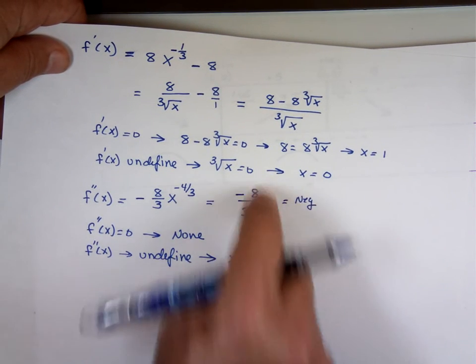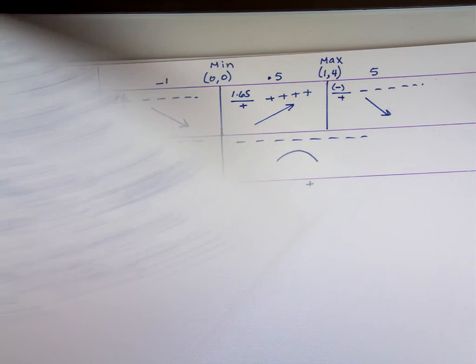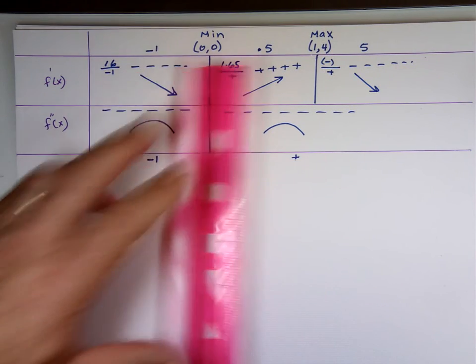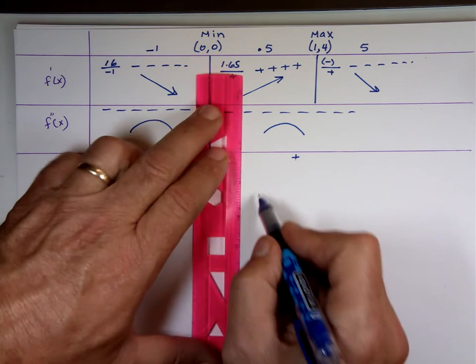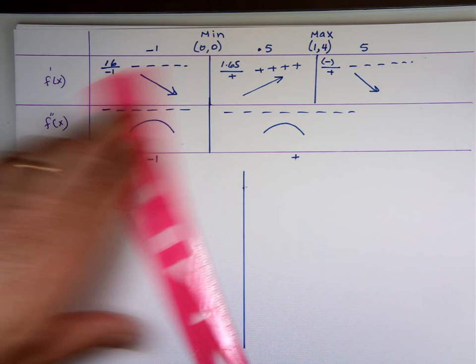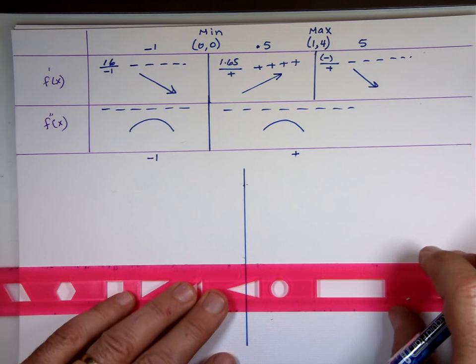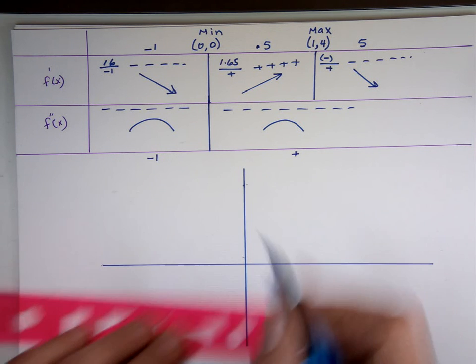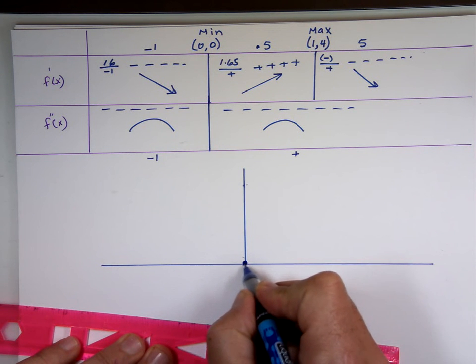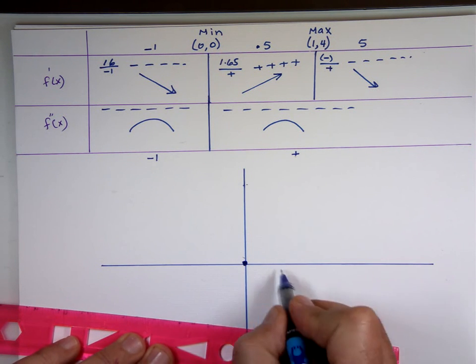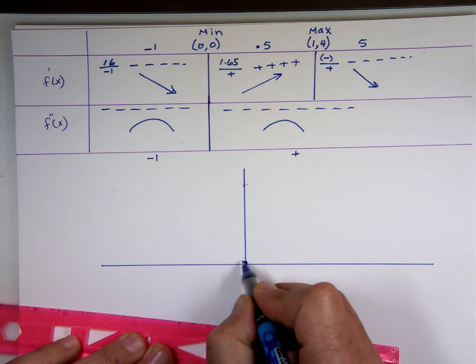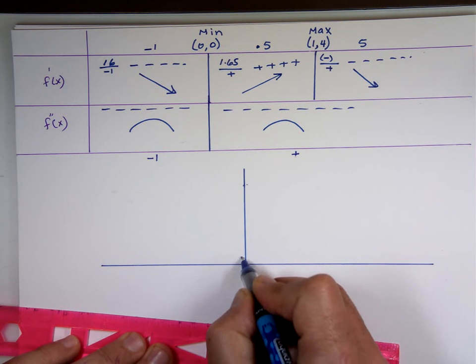I'm ready to graph it. I'll do it on this sheet, since it's not really that fancy. Here's what I know. At 0, 0, we have a point here. At 1 and 4, there's a point here. At 0, 0 is actually a min. So it's going to be like this. At 1 and 4, somewhere we have a max. Let's see what's going on.